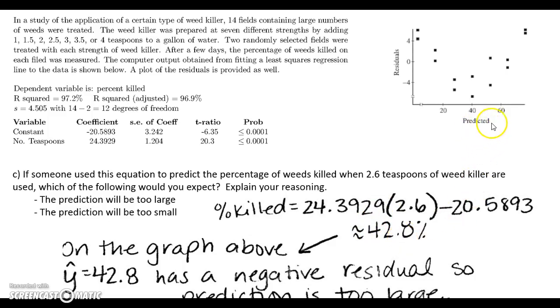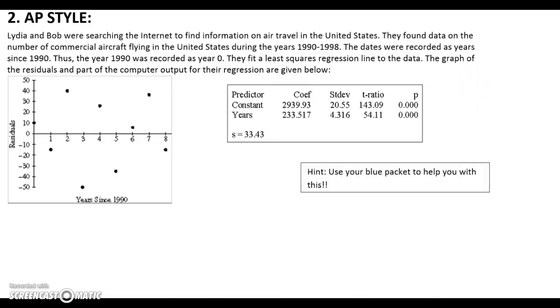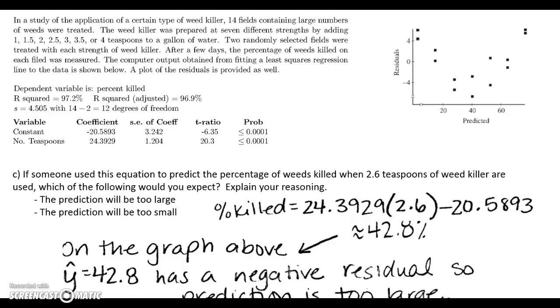Remember, predicted here is on my x-axis, so I'm going to look at where is 42 on this predicted. So I see these 2 points. When I look at the graph above, I see that 42.8 has a negative residual, which tells me then the prediction is going to be too large. When I get a negative residual, that tells me the prediction will be too large. So this was kind of a two-step question. I needed to figure out the percent of weeds killed when 2.6 teaspoons were used, so we're using our line. We're using that prediction to read the graph to figure out will the prediction be too large or too small.